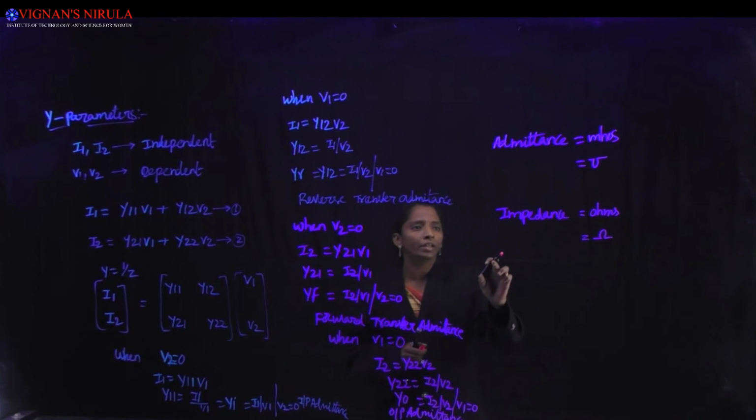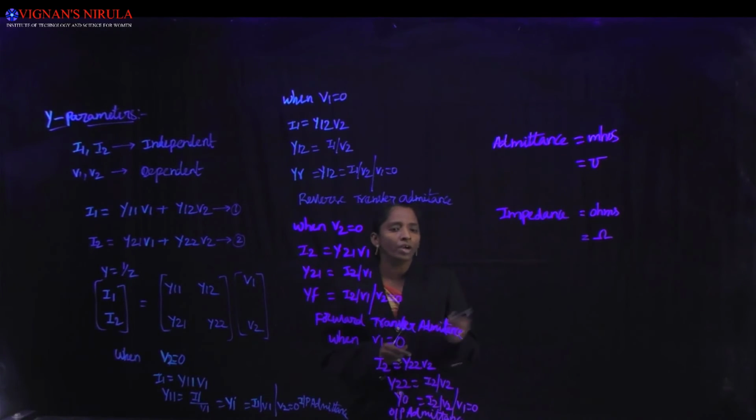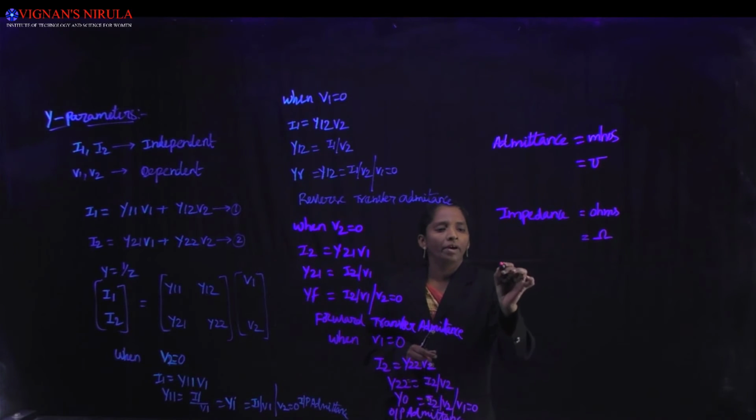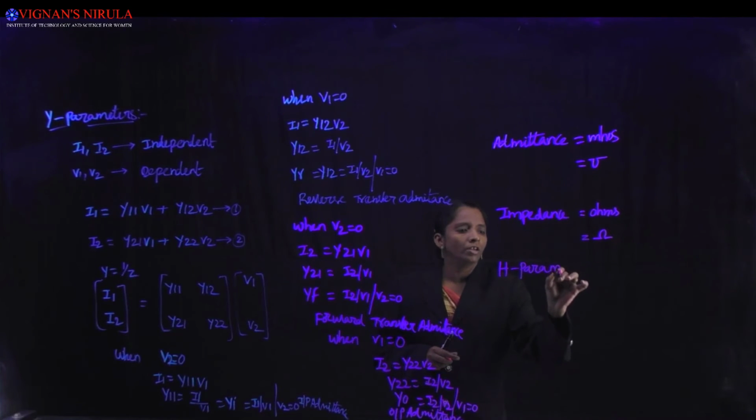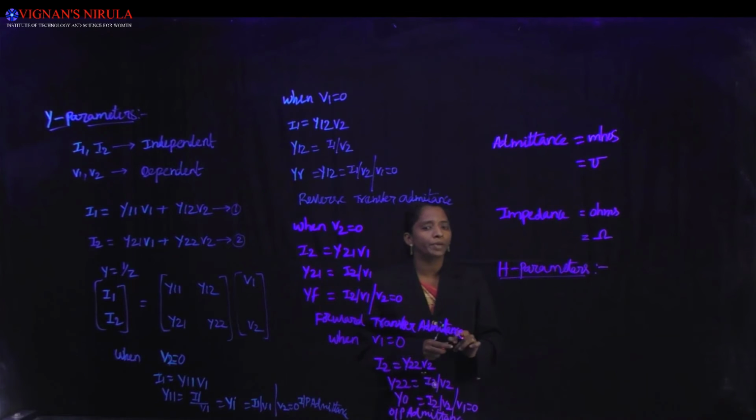Why are we calculating Y parameters? At high frequencies we can't calculate Z parameters. That's why we are going to calculate Y parameters. Do you understand? Now we are going to see the H parameters. It is also called hybrid parameters. Why are we saying hybrid parameters? What is meant by hybrid? It is a combination of different variables. That's why we are calling them hybrid parameters.